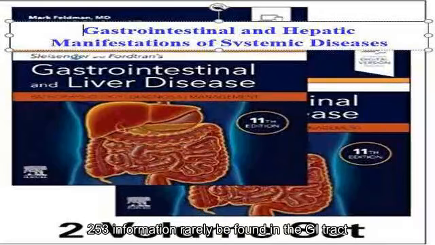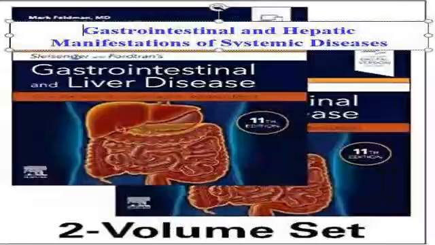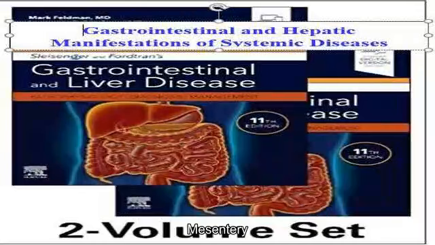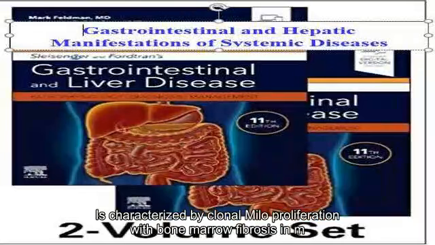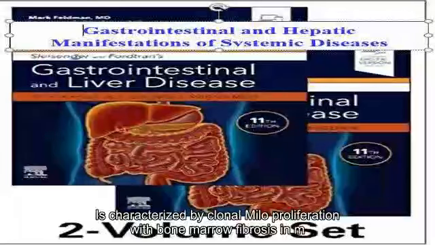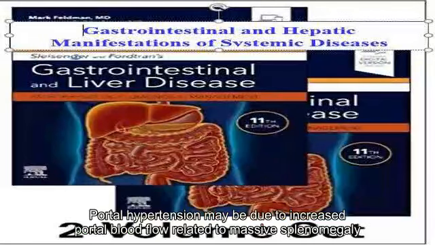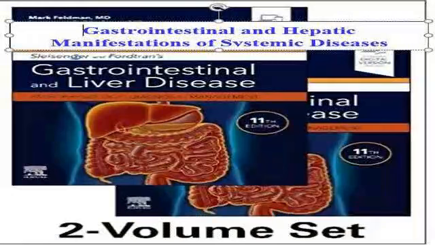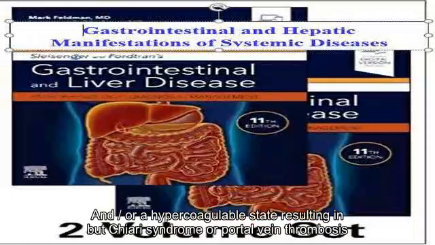IMH may rarely be found in the GI tract, causing bowel obstruction, abdominal pain, bleeding, or ascites. Ascites could be due to implants of IMH in peritoneum, omentum, mesentery, or bowel wall. Myelofibrosis is characterized by clonal myeloproliferation with bone marrow fibrosis and IMH. Portal hypertension may be due to increased portal blood flow related to massive splenomegaly, increased intrahepatic resistance and sinusoidal narrowing from IMH, and/or a hypercoagulable state resulting in Budd-Chiari syndrome or portal vein thrombosis.